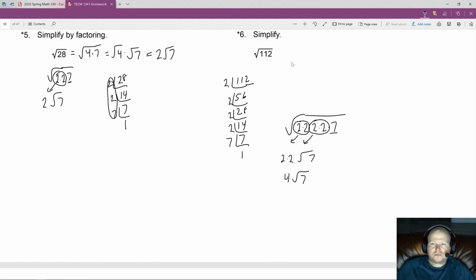Now, if we were to pull out the perfect square of this, we would probably want to pull out a 16. And that would leave a 7. So square root of 16 times square root of 7. Square root of 16 is 4. You end up with 4 square roots of 7.